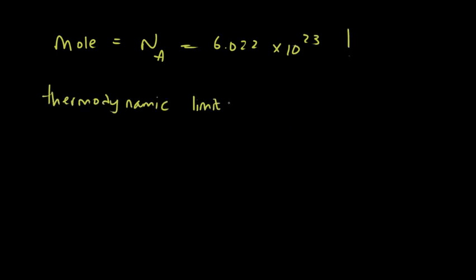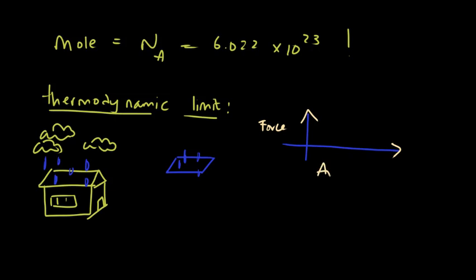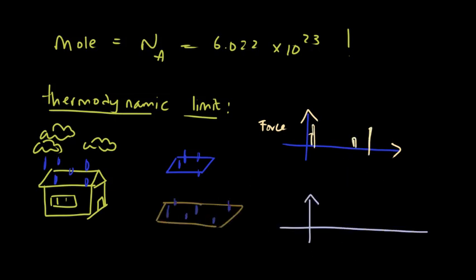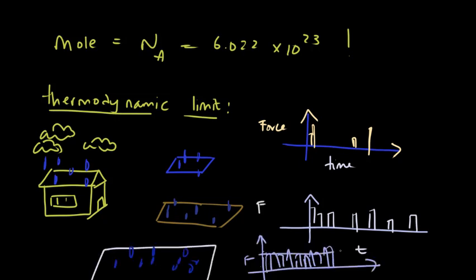So let's take a look at the thermodynamic limit. To understand the thermodynamic limit, let's take an analogy involving raindrops falling on a roof. Suppose we have a tiny roof. An occasional raindrop might fall and transfer its momentum to the roof with a certain impulse. If the area increases, the number of raindrops increases, and so does the force experienced by the roof. But the amount of force per unit area seems to be the same in every case.